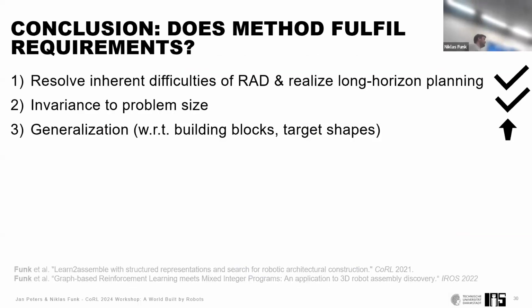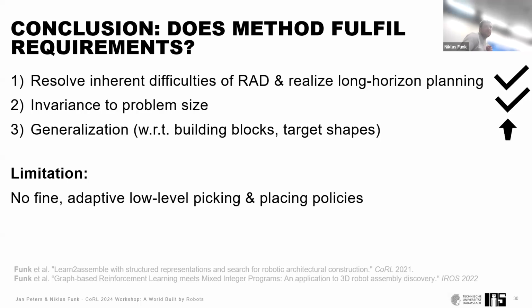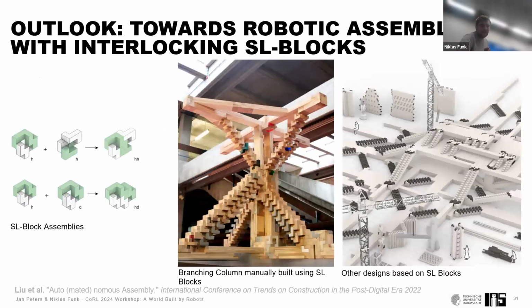So the takeaway message from this follow-up work was that it can solve and handle this robot assembly discovery problem. It's again invariant to problem size, and we found that it exhibited better generalization compared to the prior approach. However, of course, one of the limitations, or one aspect that we didn't tackle so far in this talk, is that we didn't consider any fine adaptive low-level picking and placing policies. So in the last part of the talk, I now want to give an outlook on this towards robotic assembly with interlocking SL blocks.